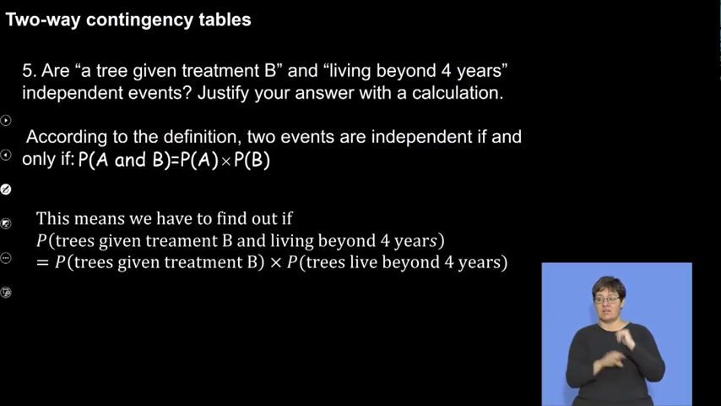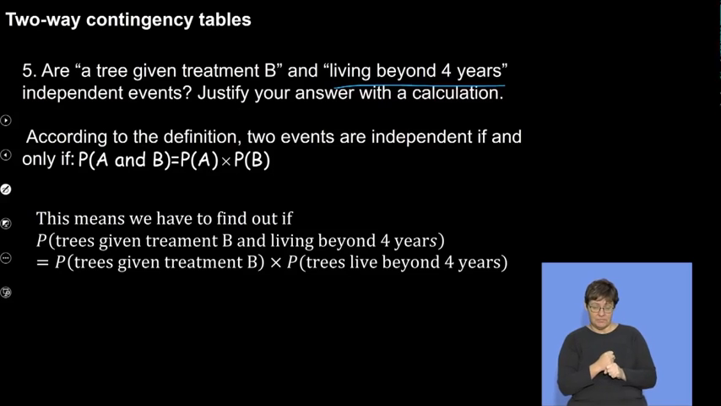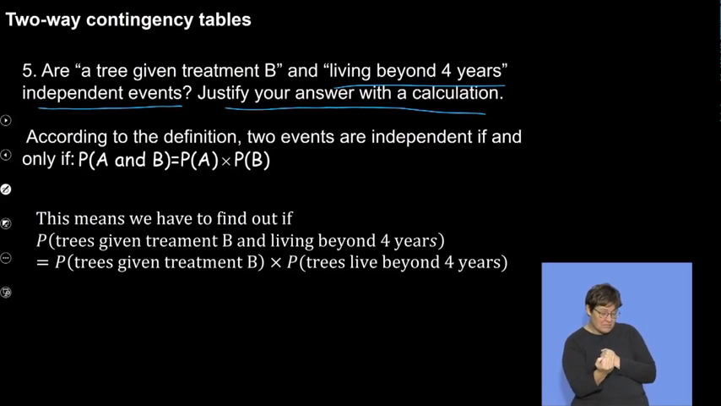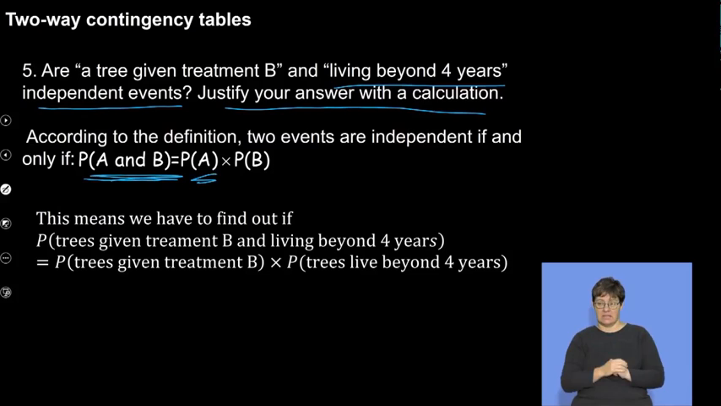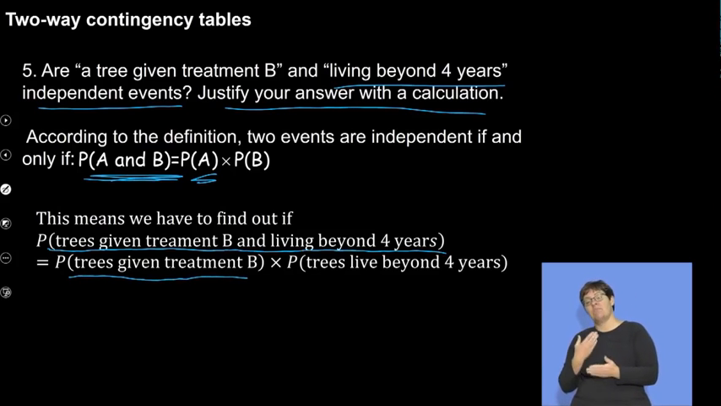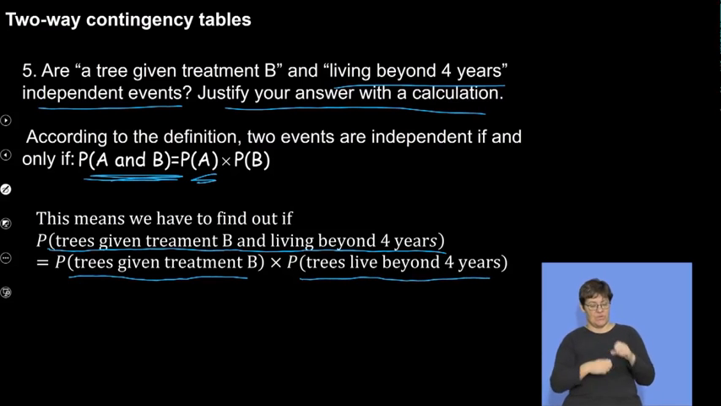Then our last problem is, are a tree given treatment B and living beyond 4 years independent events? Justify your answer. To show that two events are independent, you have to show that the probability of A and B is the same as the probability of A multiplied by B. So what we have to show here is that the probability of a tree given treatment B and living beyond 4 years is the same as the probability of treatment B multiplied by the probability of a tree living beyond 4 years. Let's see what it looks like.